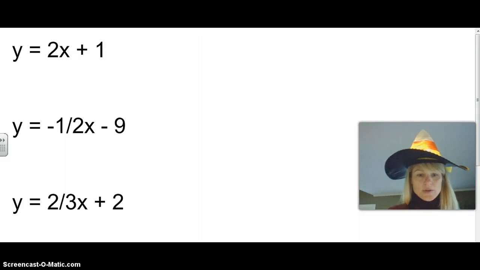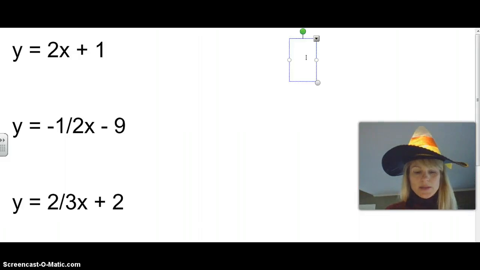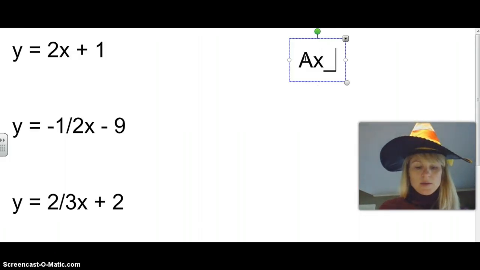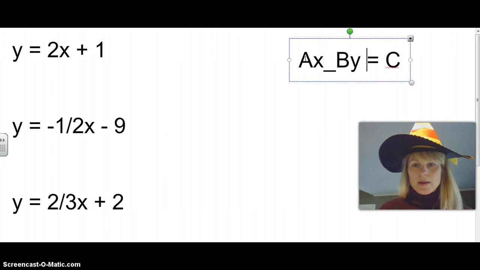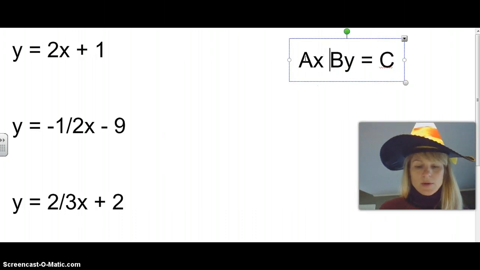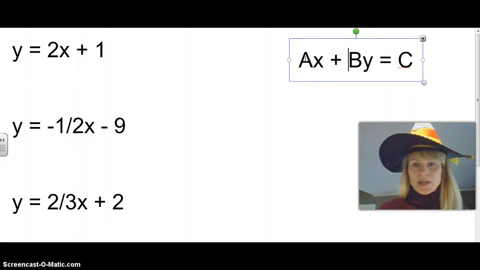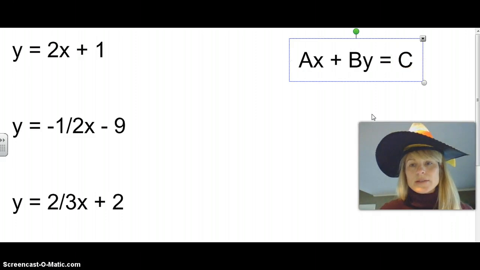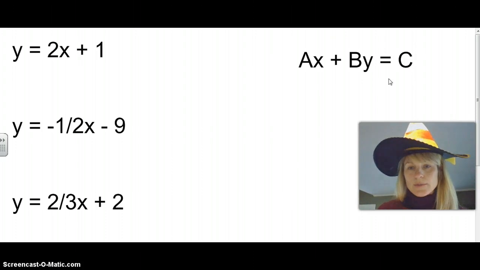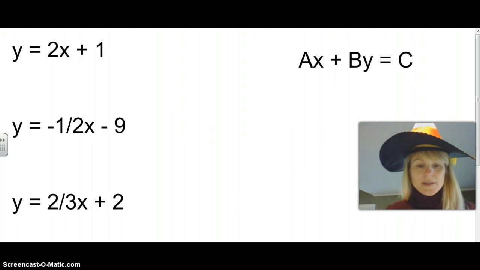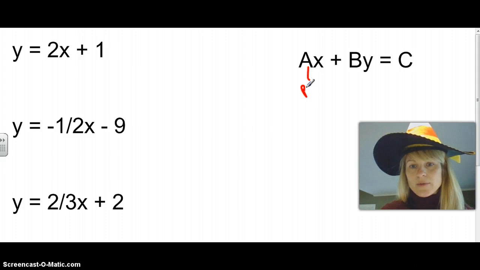Okay, so I want to do a little review on standard form. Standard form is ax plus by equals c. Okay, and this is also a linear equation. So standard form is you can have x and y on the left side of the equals and a constant on the right. The rule with standard form is this coefficient here always needs to be a positive whole number.